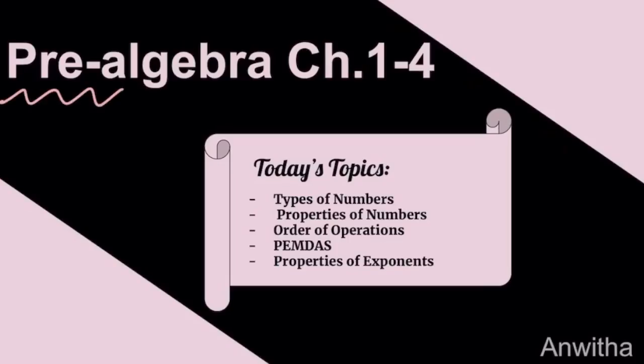Biobombs! My name is Anvita and today we're going to be discussing the first 4 chapters of pre-algebra. Today's topics include types of numbers, properties of numbers, the order of operations which includes PEMDAS, and properties of exponents. So let's get started with numbers.